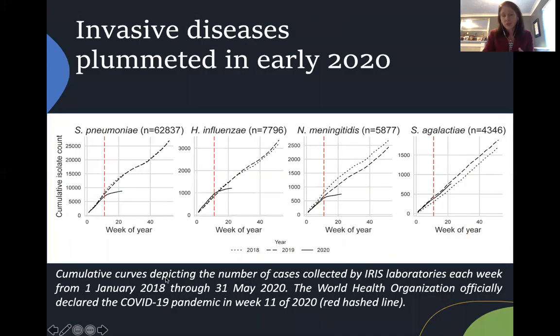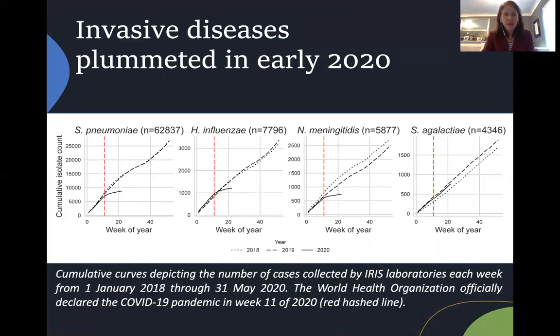Now, if we look at all of the data, I'll just show you one figure from our paper that we've just submitted. This is one of the headline figures: what we found is that invasive diseases, in fact, plummeted in early 2020. So what we see here are cumulative curve graphs for each of the 4 organisms that we've assessed. If we look at the pneumococcal data, we have nearly 63,000 isolate records. We're again looking at a cumulative isolate count on the y-axis, and the week of the year on the x-axis. This red line indicates week 11, which is when the WHO declared COVID-19 to be a pandemic.